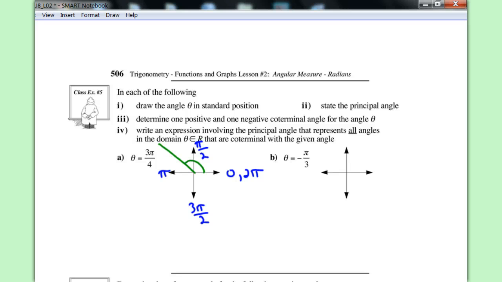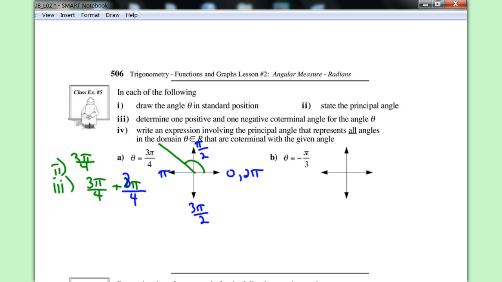So I drew the angle. Now I need to state the principal angle. Well, part 2, the principal angle is clearly 3 pi over 4. Question number 3 says, determine one positive and one negative coterminal angle. Well, it's almost easier because what you have to do with 3 pi over 4 is add 2 pi. Now, here's what I'm going to do. 2 pi is really, in terms of fourths, 8 over 4. So I changed it to 8/4, right?